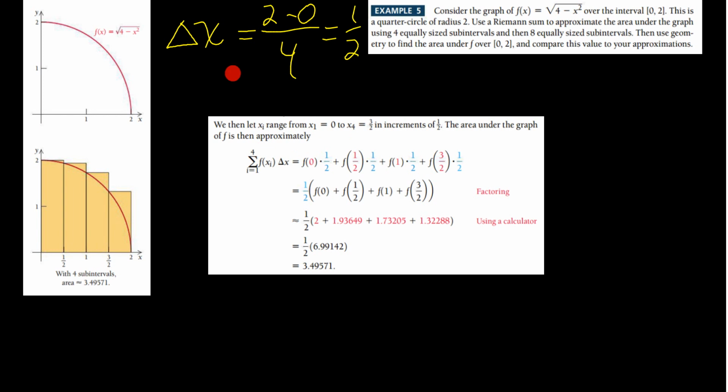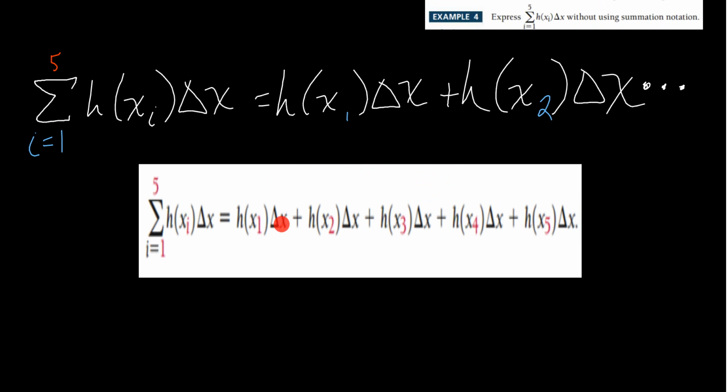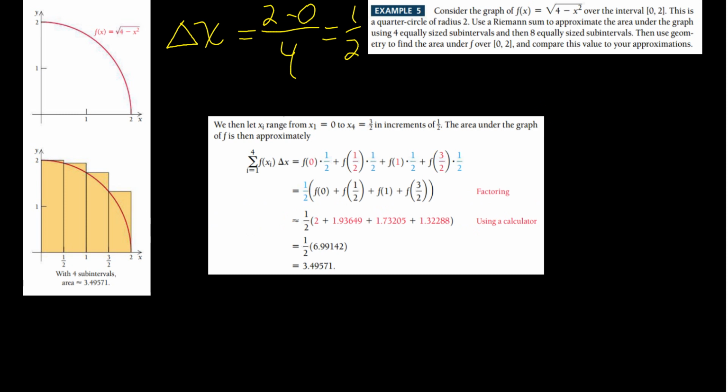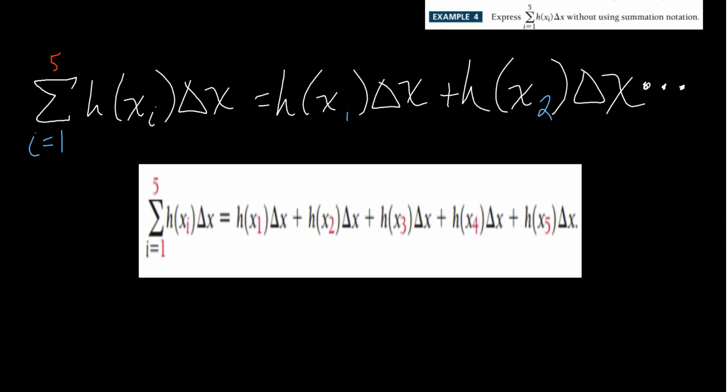So we got our delta x here, and notice how in our summation we have that delta x, which is 1 half, 1 half, 1 half, 1 half. We put it in each single term, just like we see here: delta x, delta x, delta x, delta x. Going back to our function here, we have h of x sub 1, h of x sub 2. If the h throws you off, you could think of it as f of x sub 1, f of x sub 2. It really doesn't matter what you call the function, as long as you know that it is a function.